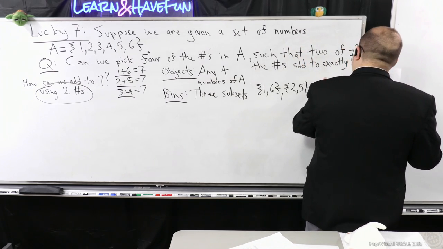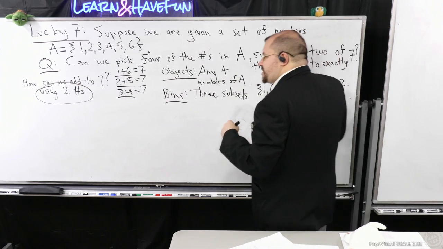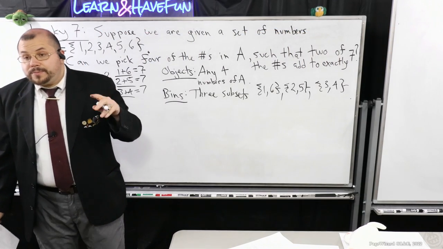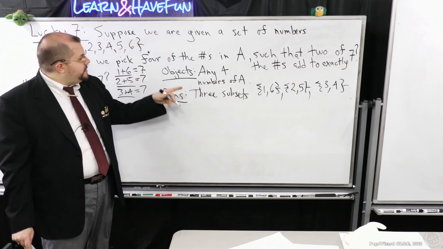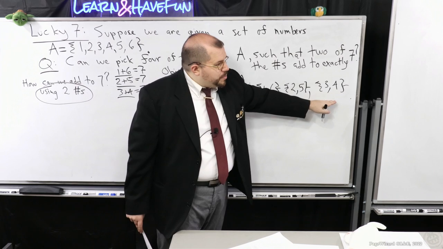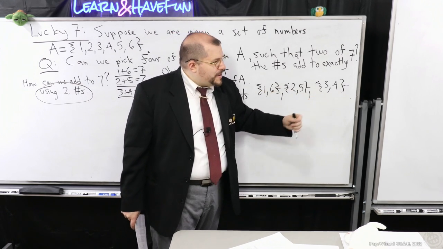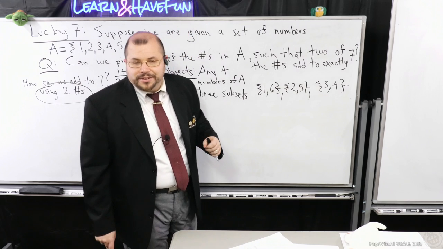2, 5. And 3, 4. Now, these three subsets have a special property that they do what we call in set theory, they partition the set A. Meaning that if you take all of these, you put them all together, you get A. But also note that every single one of them, they have no common elements amongst each other.